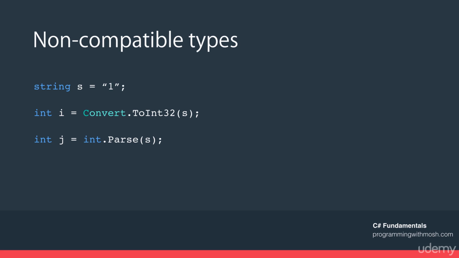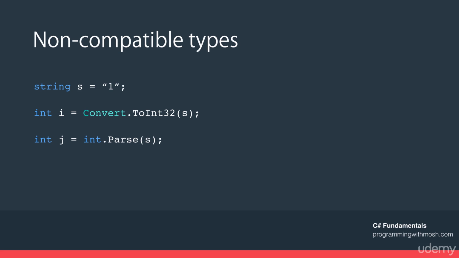Remember, a byte is 1 byte, a short is 2 bytes, an integer is 4 bytes, and a long is 8 bytes. You probably know that each byte has 8 bits. So an integer, which has 4 bytes times 8 bits, ends up being 32 bits. That's why it's called ToInt32. And Int16, which represents 16 bits, equals short, which is 2 bytes.